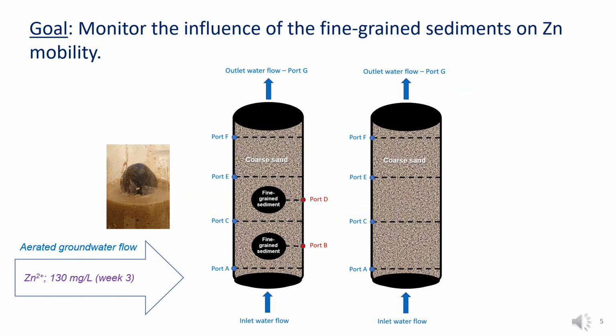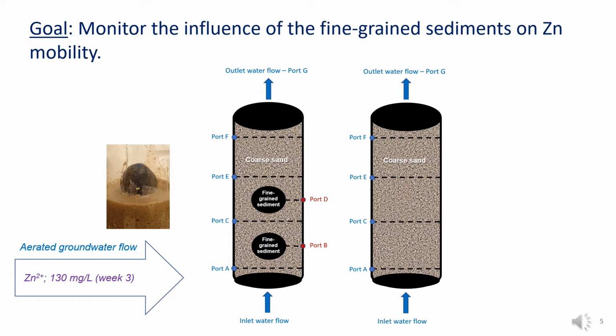Our primary goal was to assess how these fine-grained lenses influence the mobility of zinc. So we modelled an alluvial aquifer by packing columns with sand and two lenses of the fine-grained sediments that were collected from a floodplain in Riverton, Wyoming. To account for the influence of the lenses, we added pore water samplers throughout the columns at specific locations that allow us to fully monitor the activity in the column.